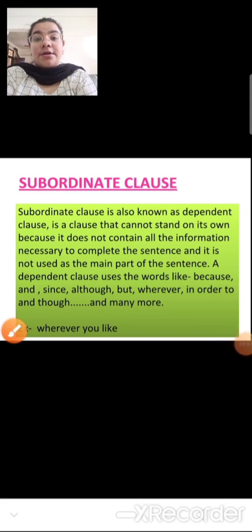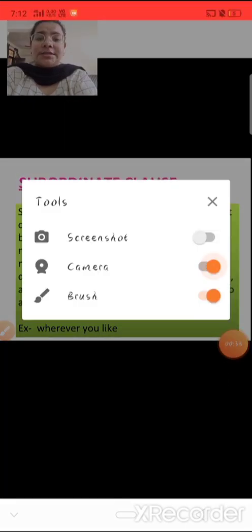The subordinate clause always needs the help of the main clause. Though the subordinate clause has the subject and the verb, like it has you like. You is the subject, like is the verb. But wherever is the conjunction, and it is incomplete without the main clause. If I say you may sit wherever you like, then it is a complete sentence. Let's take some more examples of this.